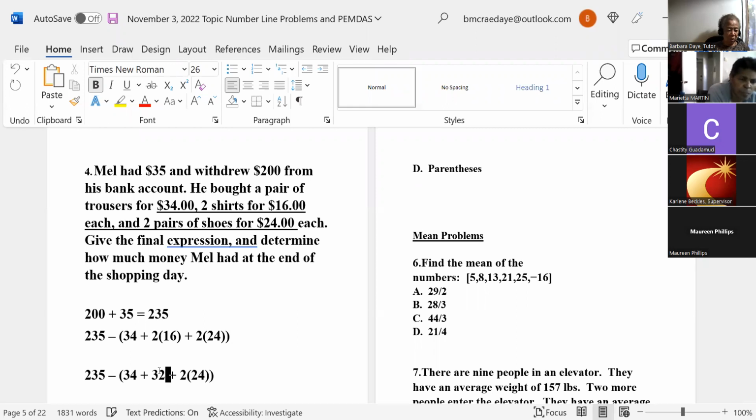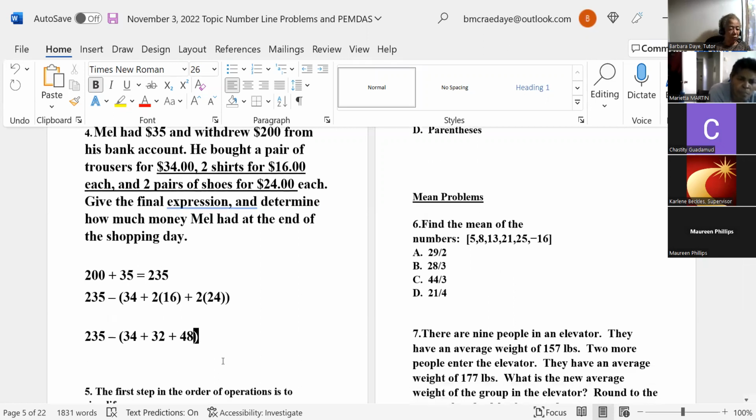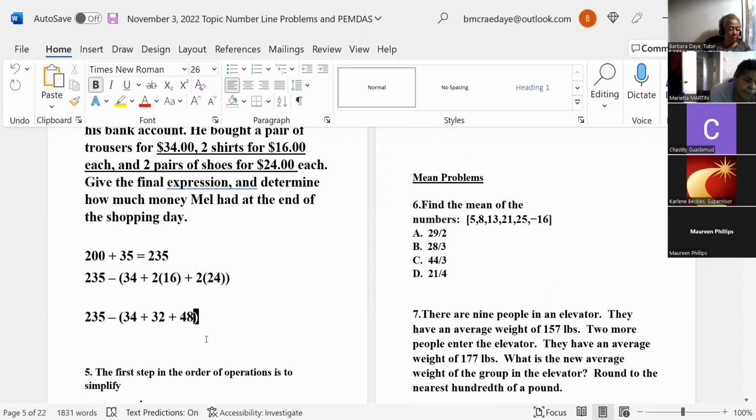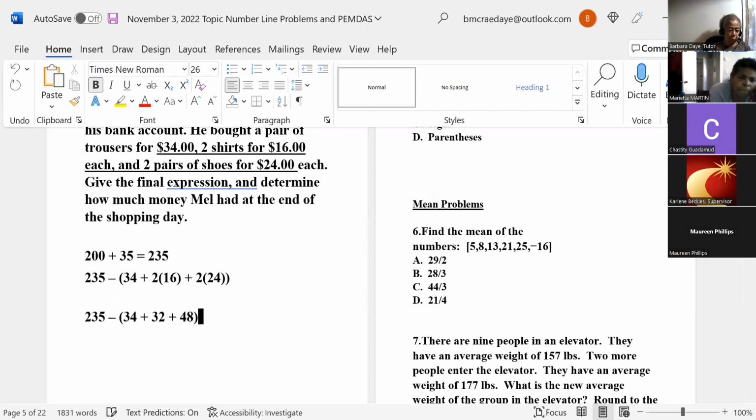2 times 24 is what, Maureen? 48. Okay, 48. There we go. Now, 32 plus 48 is what? 80. 80 plus 34. 80 and 34 is 114. Okay, so let's just put the 34 here.